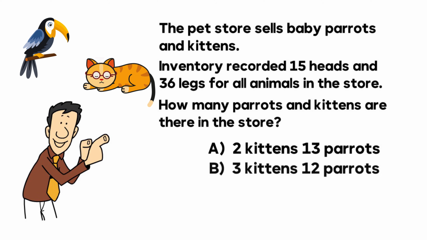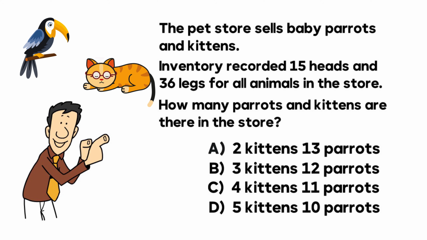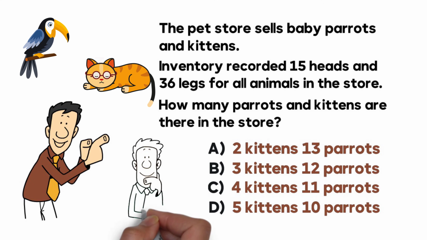And you have four different choices. Choice A, 2 kittens and 13 parrots. Choice B, 3 kittens and 12 parrots. Choice C, 4 kittens and 11 parrots. And choice D, 5 kittens and 10 parrots. Do you see the answer? Can you do the calculations and come up with the correct solution?